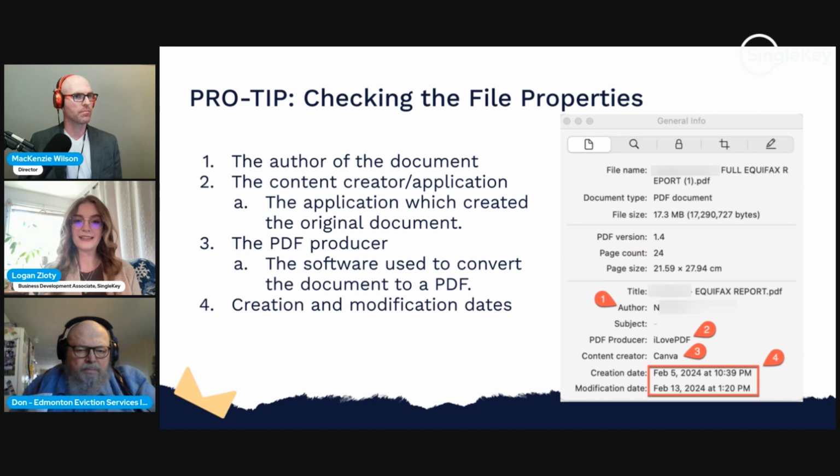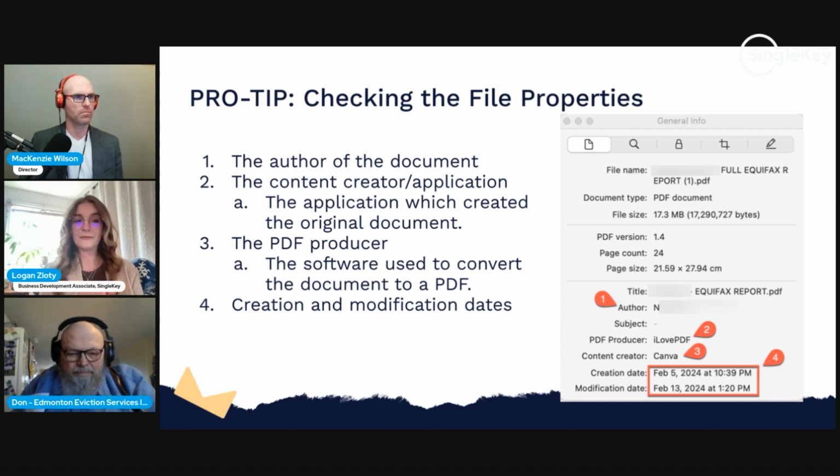And here you'll be able to see the author of the document. This should never be the applicant's name, should never be anyone else's name for that matter, if it's the original document, right? And the content creator application, this is the application that originally created the document. In this example, it's Canva, which is a graphic design application, which obviously shows that it was edited and changed.